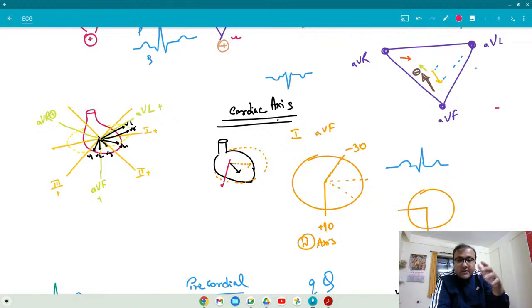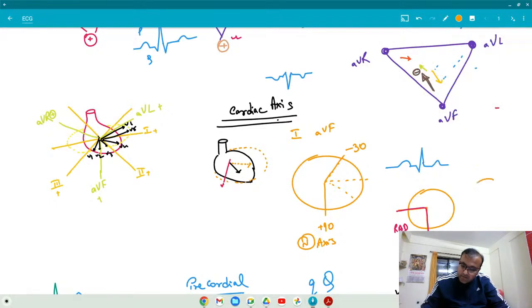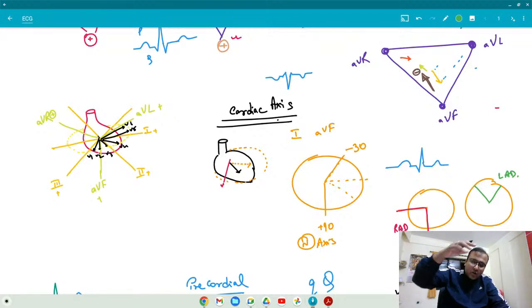And similarly, there can be a left axis deviation. This is called RAD, right axis deviation. Then similarly, we can have a left axis deviation. See, this one is right axis deviation. Now, what is left axis deviation? Left axis deviation occurs primarily in this direction. It has gone left of the normal. That means it is going in this direction. This is absolutely abnormal, right?